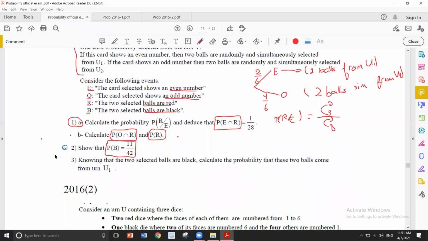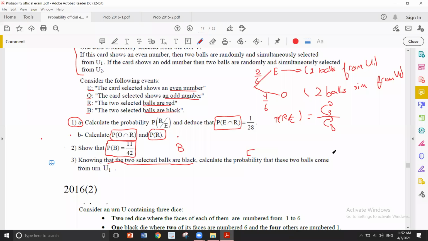Part 3. Knowing that the two selected balls are black, this is black, B. Calculate the probability that these two balls come from U1. Come from U1, what is the name of this event? Even. Even, E.